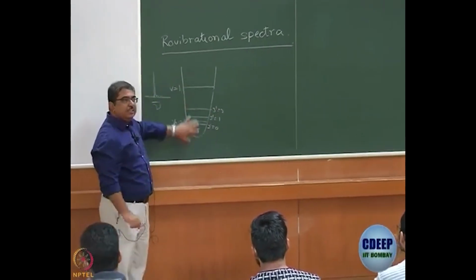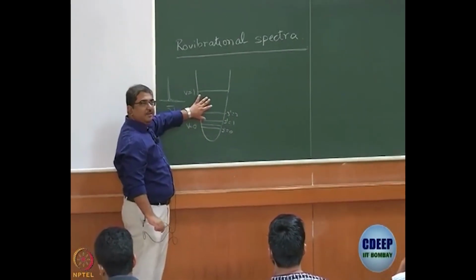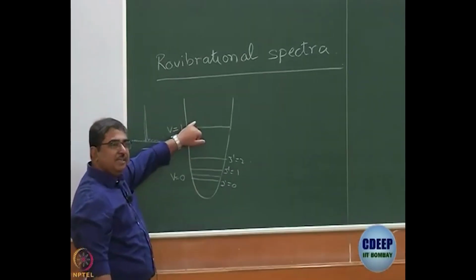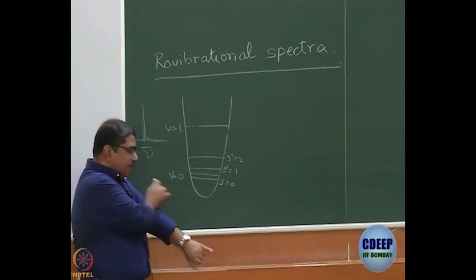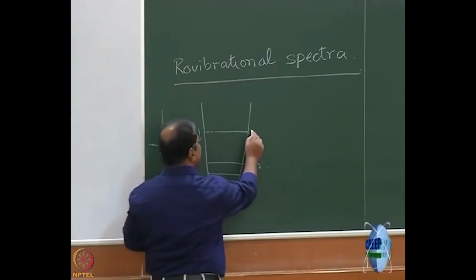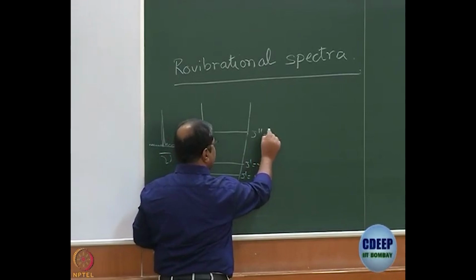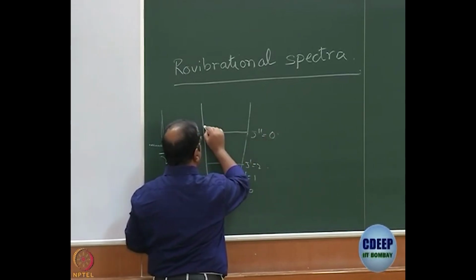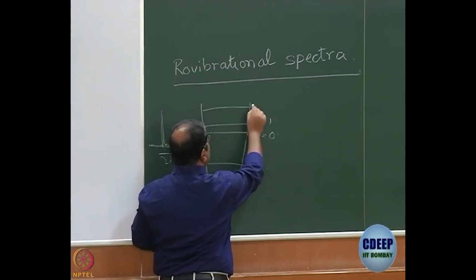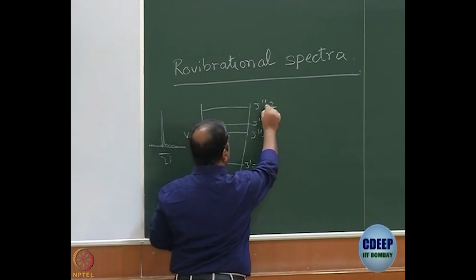This figure is not to scale. The separation between vibrational levels may be about 1000 centimeter inverse, while the rotational separations would typically be about 10 centimeter inverse or so. Similarly, for V equal to 1 I can call the levels J double dash equal to 0, J double dash equal to 1, J double dash equal to 2, and so on.